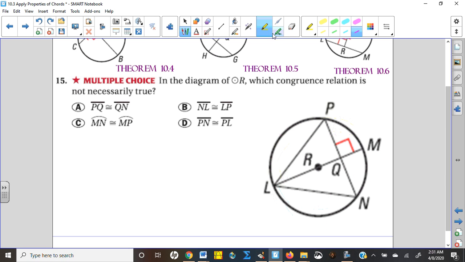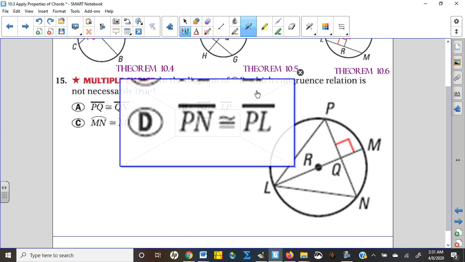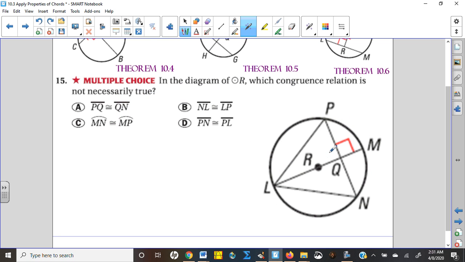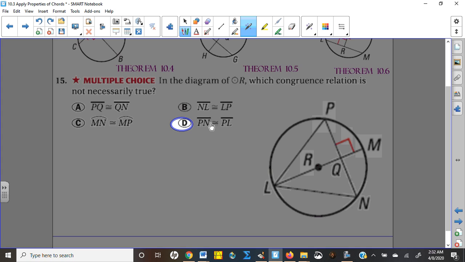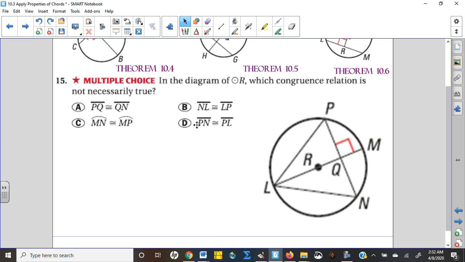So the only one left is D. Does PN have to be congruent to PL? I'm assuming this is the answer because all the other ones were true, but let's break it down. Because this is congruent to this, it's an isosceles triangle. So we know that this triangle is isosceles, but is it equilateral? Well, I don't think we know that PN has to be the same. We would have to know that these were 30-degree angles for that to be the case, and they didn't give us any angle measurements, so I don't think we can go quite as far as saying D must be true. It might be true, but I don't think that it has to be true. So your answer on this one is D.